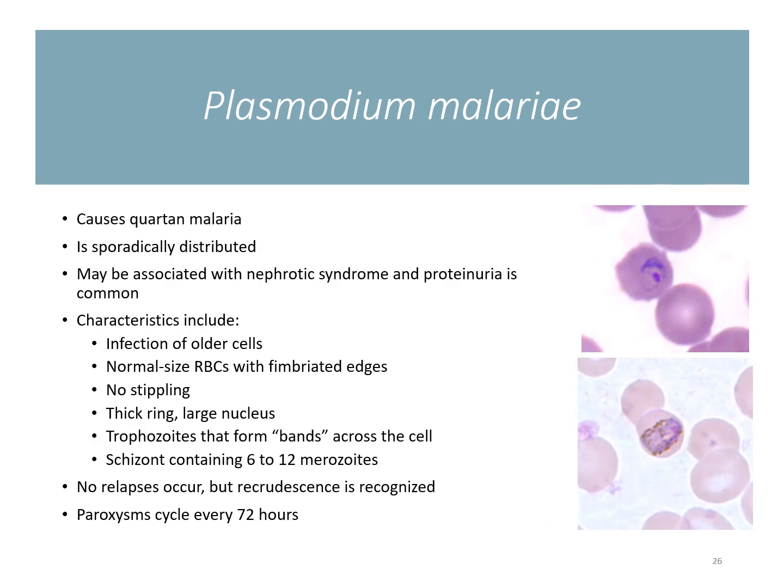Your Plasmodium malariae. With this one, it can be associated with nephrotic syndrome, proteinuria. Again, you're looking for these little ring forms inside of these red blood cells.